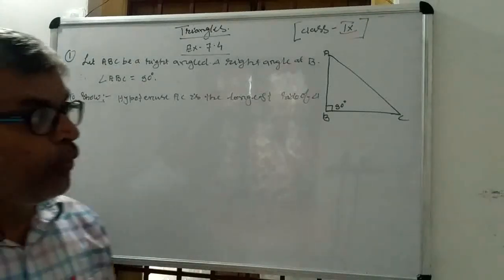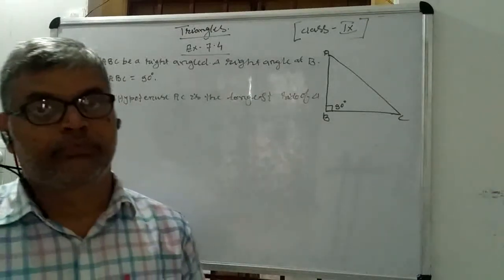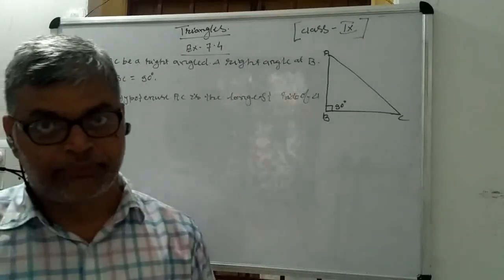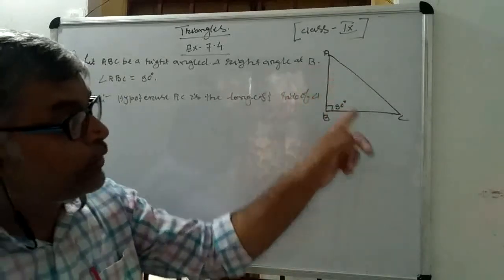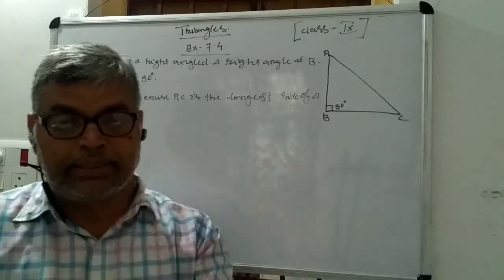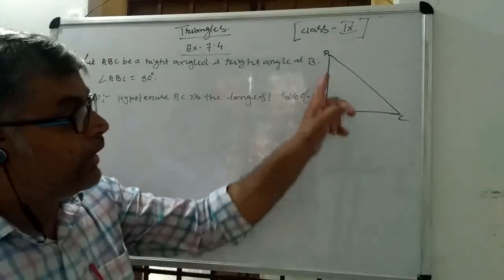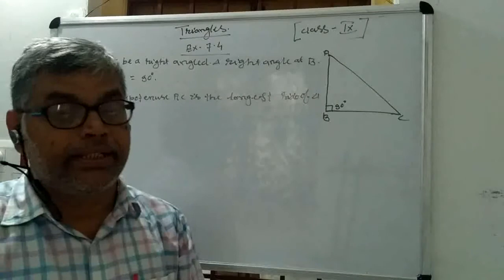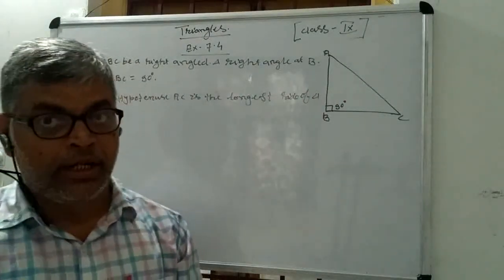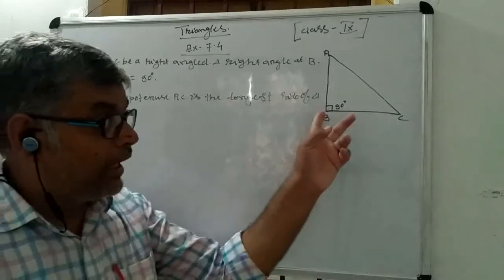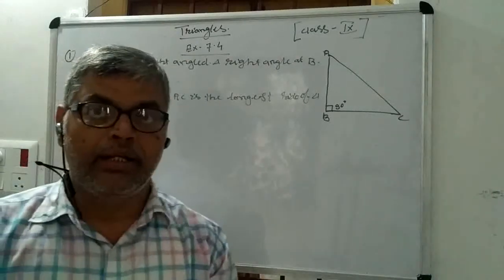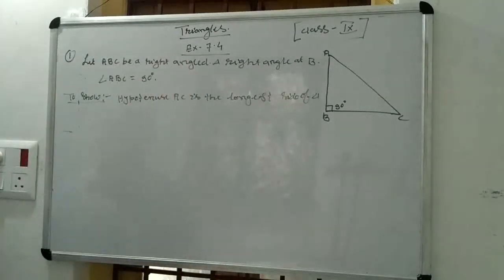Children, as you know, in a right angle triangle, only one angle is of 90 degrees. It means that the other two angles must be smaller than 90 degrees. That is, angle A must be less than 90 degrees and angle C must also be less than 90 degrees. So it means that angle B is the greatest angle in triangle ABC. Proof.